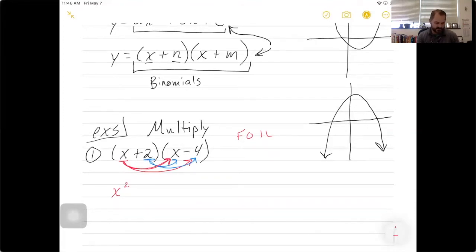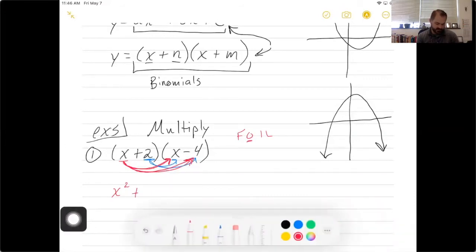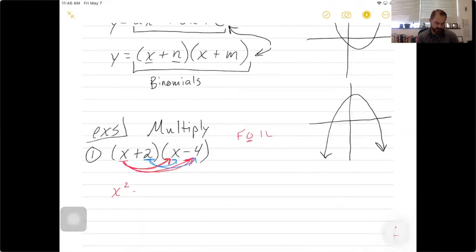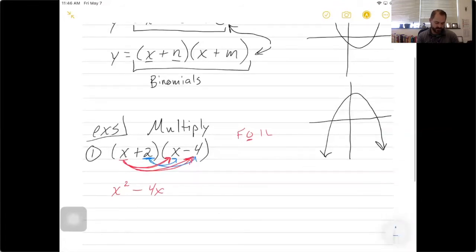Then when I multiply the first term times the second term, or the outside terms, x times negative 4, that is a negative, sorry, not a positive. That's a minus 4x. Then when I now move on to multiply this 2 times both of these, 2 times x, the inside terms, is a positive 2x. And then finally, 2 times negative 4 here is a negative 8 or minus 8.